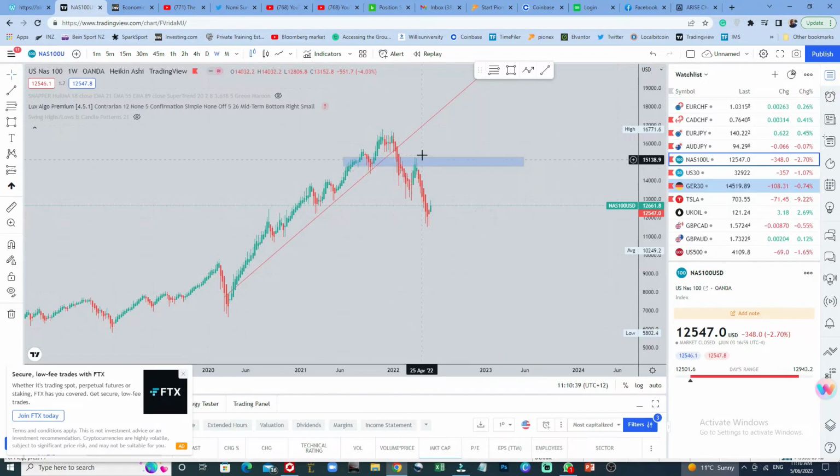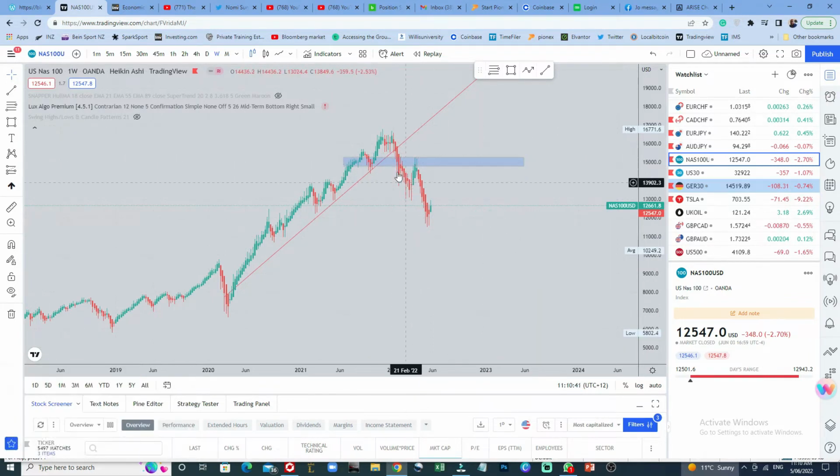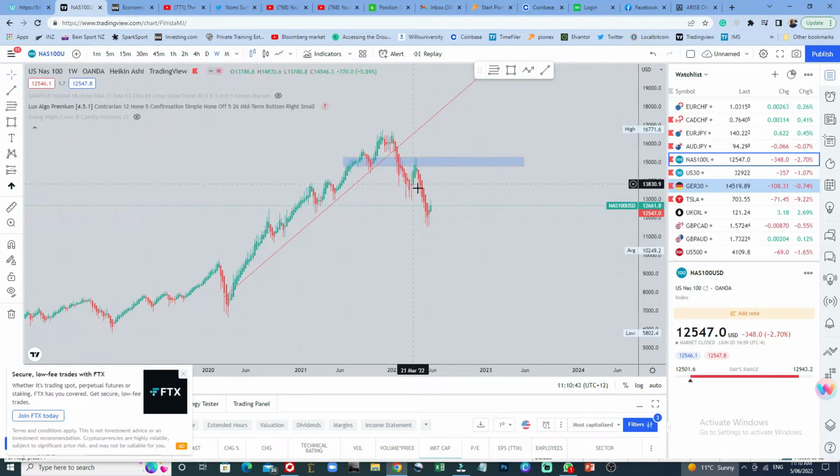This retest clearly shows that it has confirmed the breaking of this trend line, meaning that it has changed its character. The character was pushing to the upside, now it turned to the left side. Now this is for the weekly.